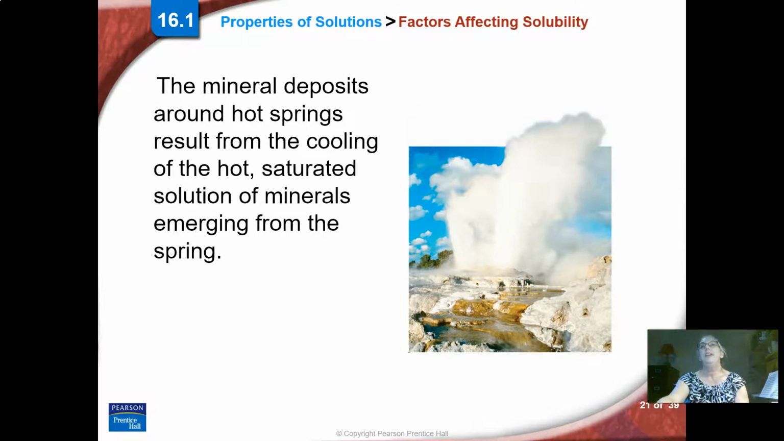So if you go to Yellowstone, I got to go a couple summers ago. It was really pretty. There's lots of solutions. That water there is really a solution. It's got a lot of dissolved minerals in it. When the water evaporates, then the minerals are left.